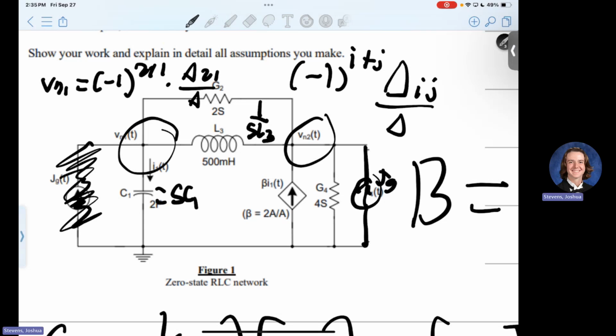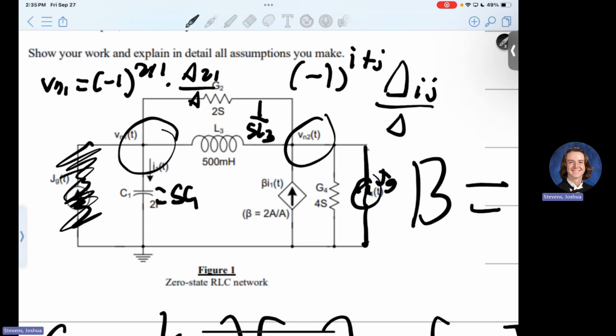Thevenin's is MAME, and you find a current source. Norton's is MAME, and you find a voltage source. Did that? Okay. And we were trying to find Vn1 or Vn2? Vn2?